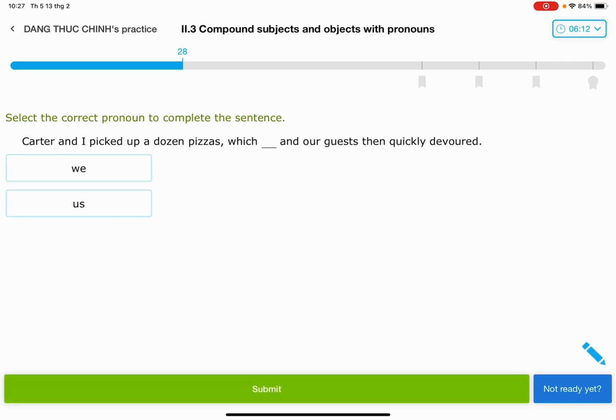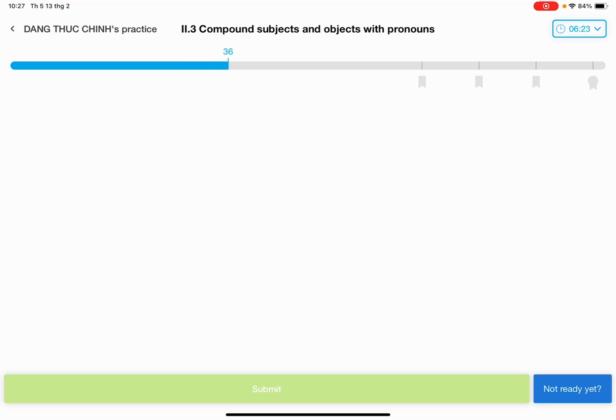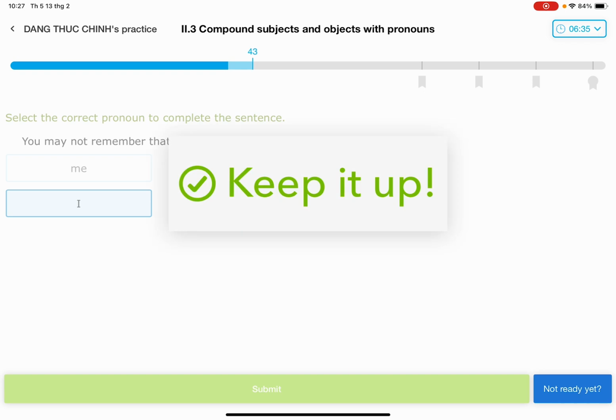Carter and I picked up a dozen pizzas, which we and our guests then quickly devoured. You may not remember that incident, but your father and I do. Before me would be the preposition with, and there's no with, so I.